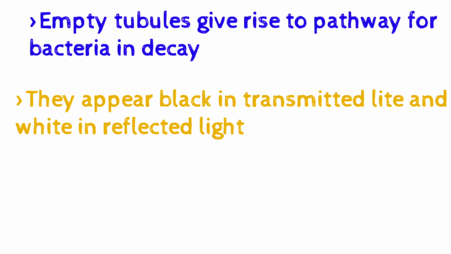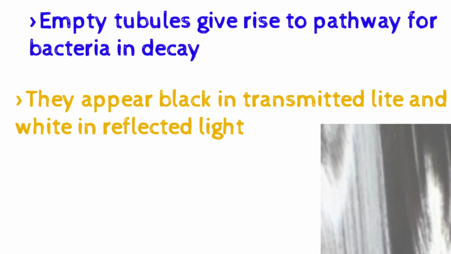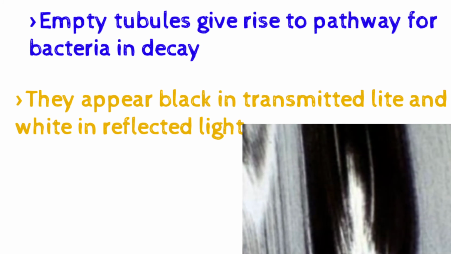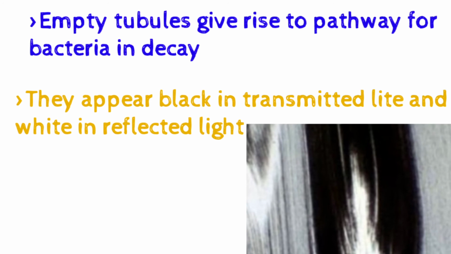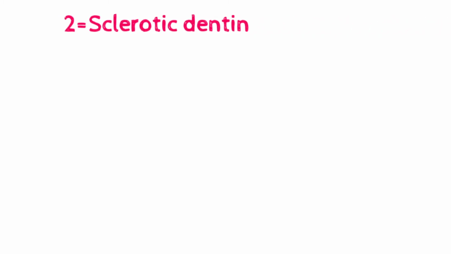They appear black in transmitted light and white in reflected light. Look at this diagram. The outer is a dark area, the inner is a white area. When we transmit the light, if the light passes through empty tubules, they look dark. If we reflect the light, they look white.